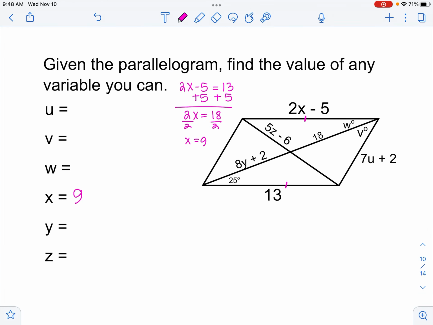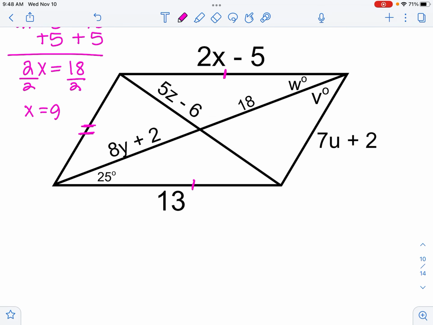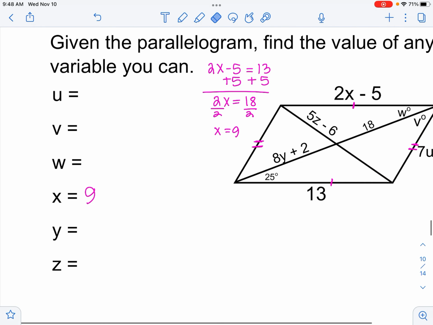X is 9. All right, I still know opposite sides are congruent. So I know this piece is congruent to this piece. All right, so I have 7u plus 2 is equal to, and there's nothing over here. So I don't have enough information to solve for u. Let's see if there's any more u's in the diagram. Nope, there isn't. So that means I am not able to solve for u. So I'm going to put not possible.